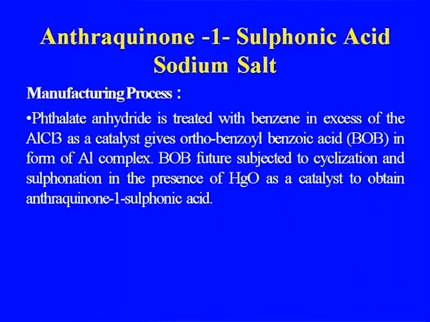Again, as I told you earlier also, two routes are available for phthalic anhydride. One is from orthoxylene and another is from the naphthalene route. Now most of the phthalic anhydride is being manufactured by the orthoxylene route. Phthalic anhydride is treated with benzene in excess of aluminum chloride as catalyst, giving orthobenzoyl benzoic acid in the form of an aluminum complex, OBB, which is subjected to cyclization and sulfonation in presence of a mercury salt as a catalyst to obtain anthraquinone 1-sulfonic acid.